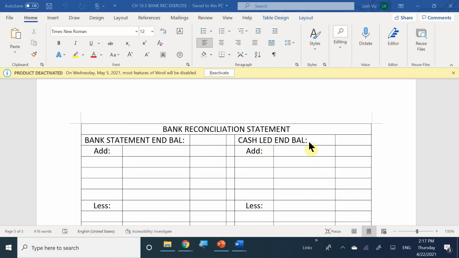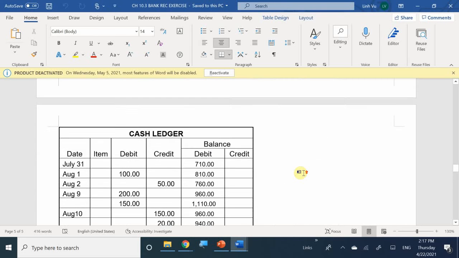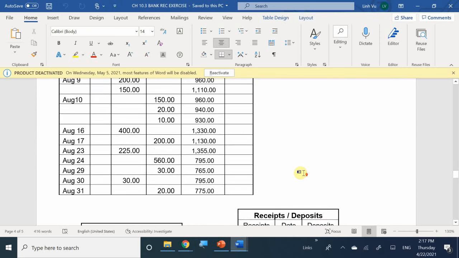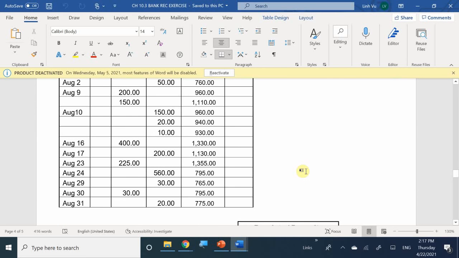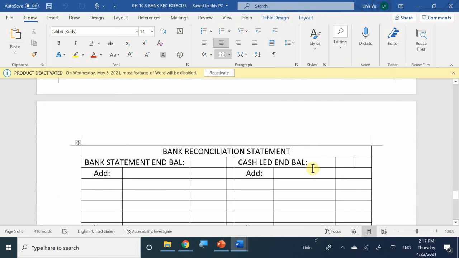So first things first, what is our ending balance on my cash side? Let's take a look at our ledger. What's my ending balance? $775. Yes. Okay, so the first thing I'm going to write in here is 775. What do I need to add on my cash side? Deposits? No. Interest. Interest, yes.